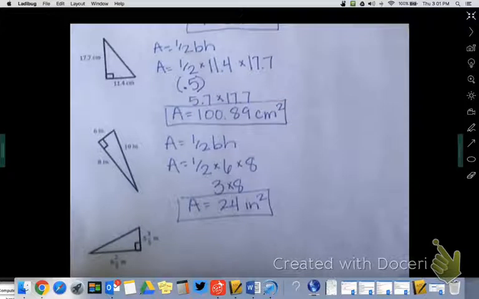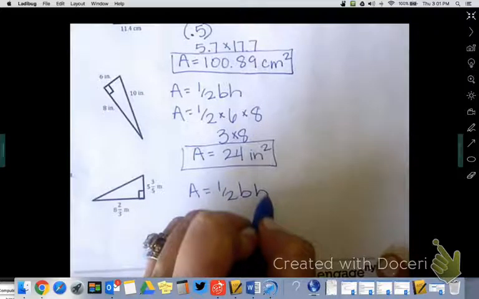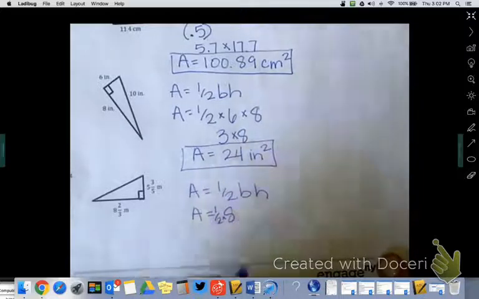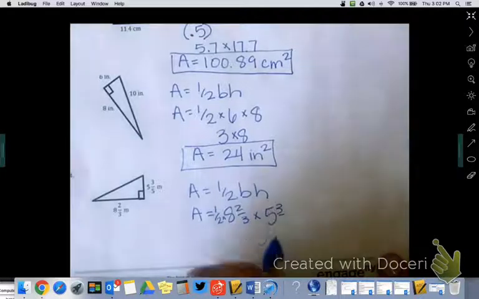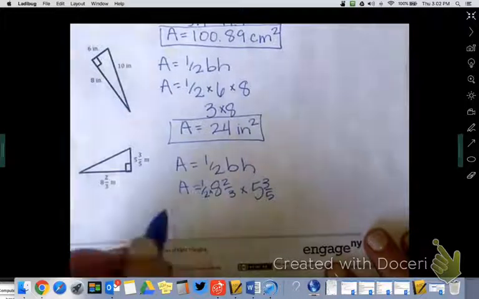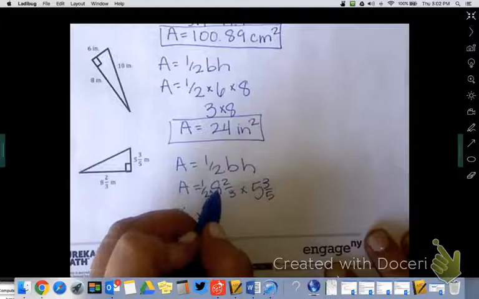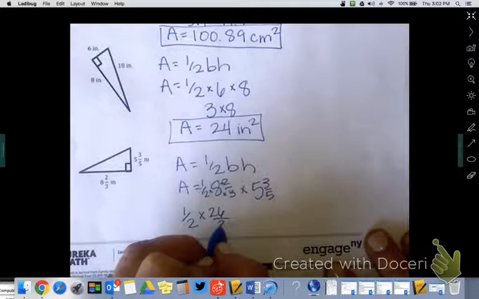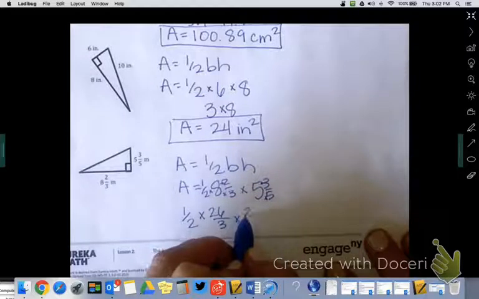Okay, the last one. Start with your formula and plug in your numbers. Oops, I forgot my 1/2. Times 8 2/3 times 5 3/5. I'm going to rewrite this using improper fractions. So 1/2 times, okay, 3 times 8 is 24, plus 2 is 26 over 3, times, this would be 25 plus 3 is 28 over 5.